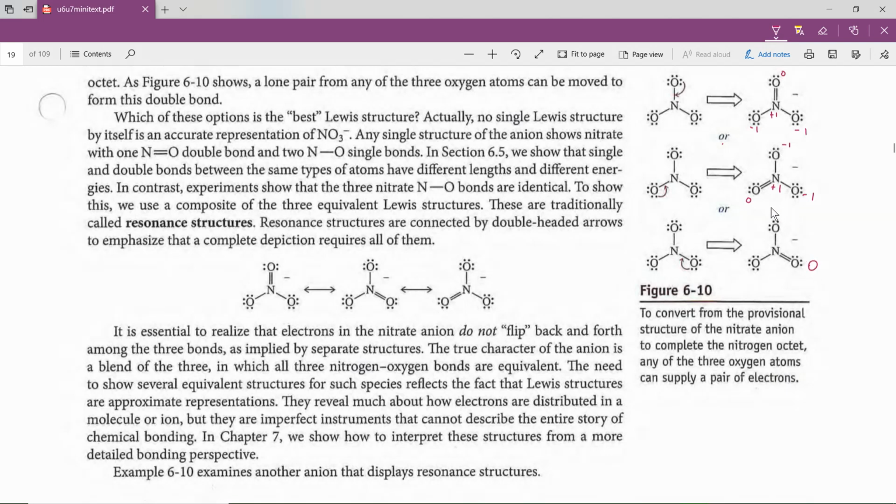0. That's just a typo there, isn't it? Oh yeah, here, fix that up. 0, -1, -1, and +1.